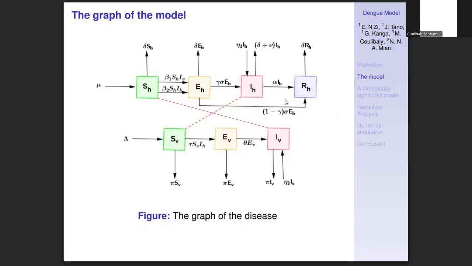Okay, we have also some constants. This constant represents the rate at which an exposed human becomes an infected human, and alpha is the rate at which an infected human becomes a recovered human. We get the same thing in the populations of vectors.